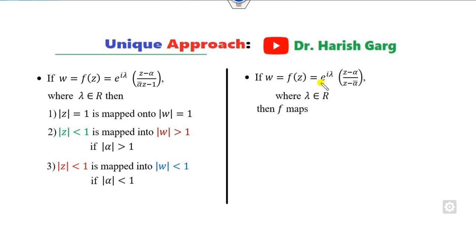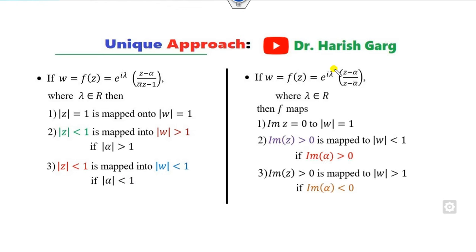Another concept is, if you have defined this mapping, then if the imaginary part of alpha is 0, that means y equal to 0, which is the x-axis, the real axis, then the real axis is mapped onto the unit circle. If the imaginary part of alpha is positive, then y greater than 0 is mapped onto this, and similarly for here.